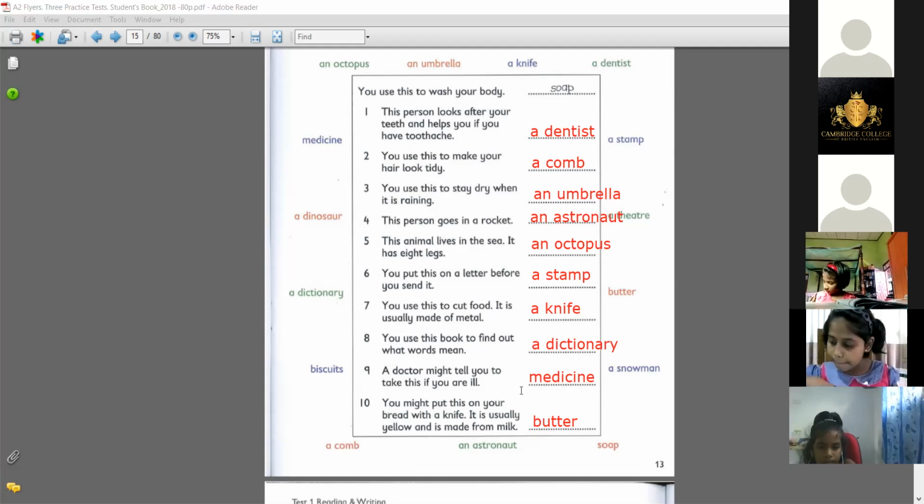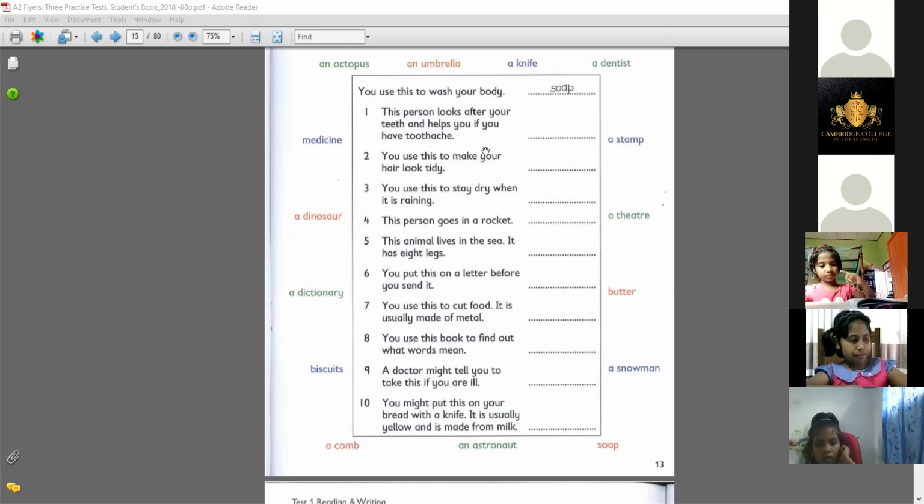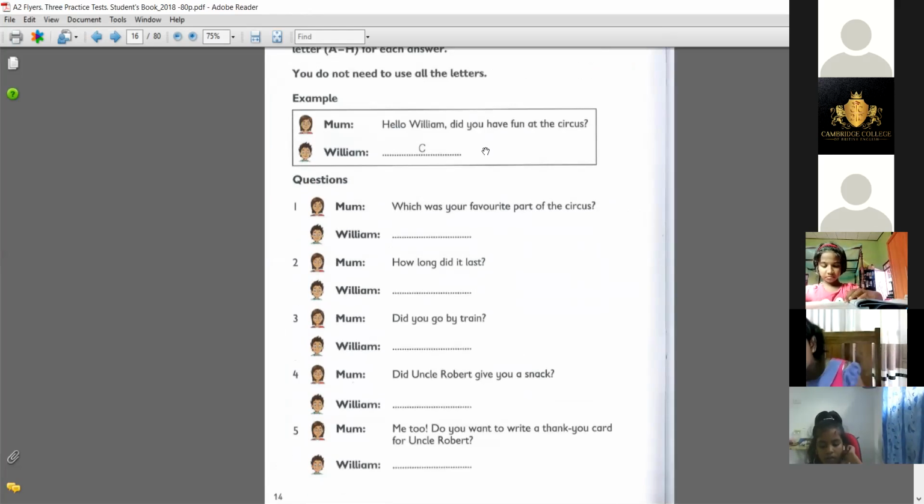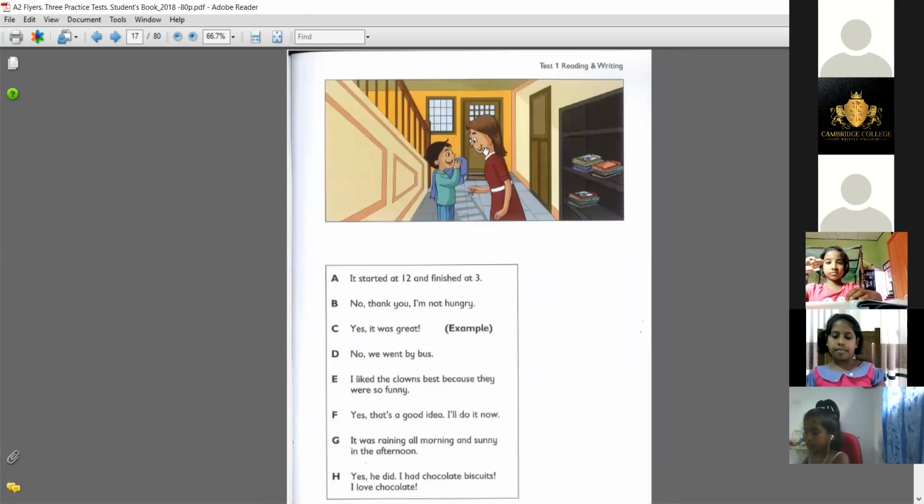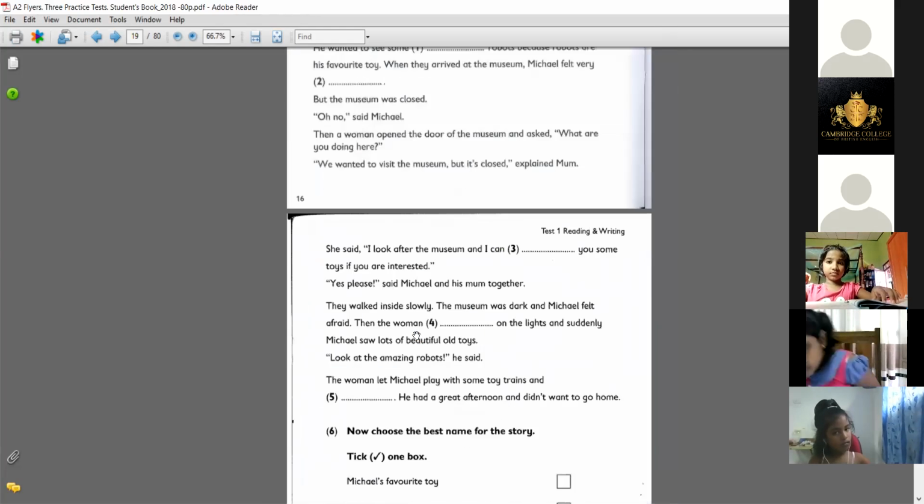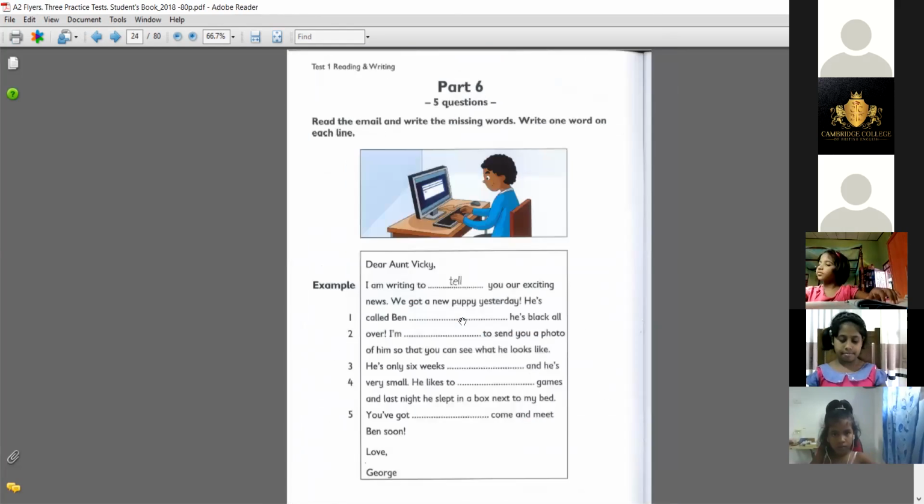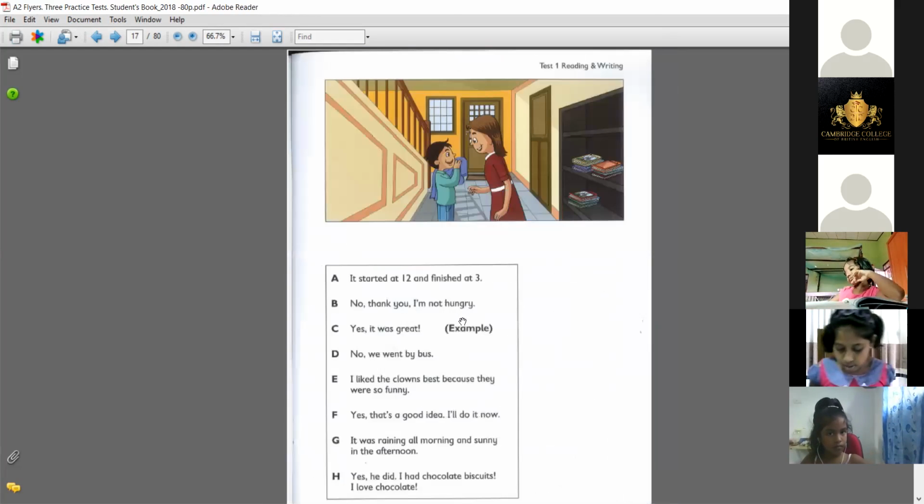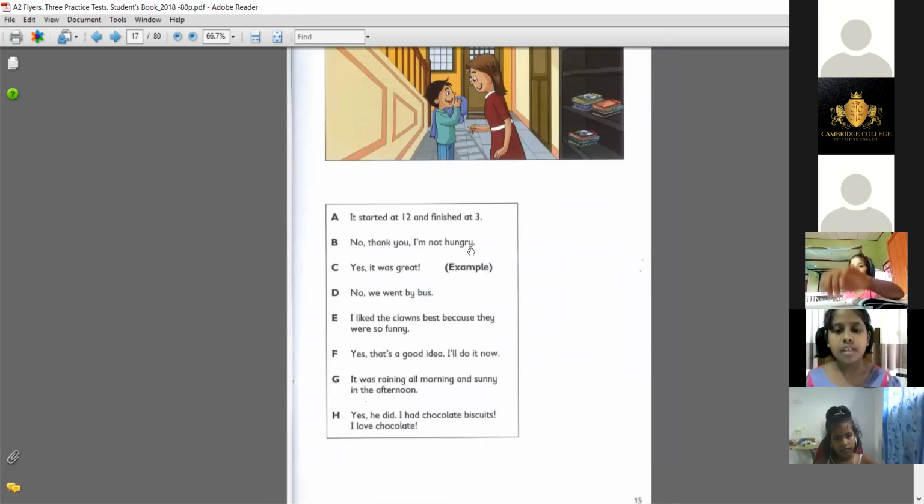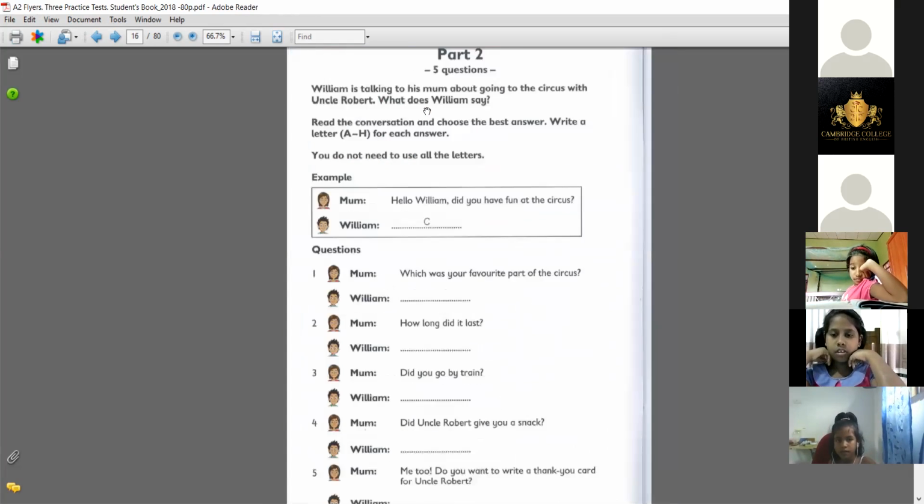Okay, teacher. All right, okay, then I'm going to erase this so let's move to part 2. When you do part 2, you want to think twice before you choose the answer. The question is on this side and the answers are on the other side. So you can see they have given here a box. A box is given here. The answers are in this box, A to H. So "yes, it was right" is what they have used. So you can see here.